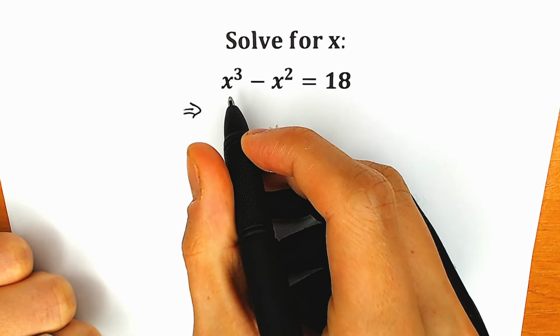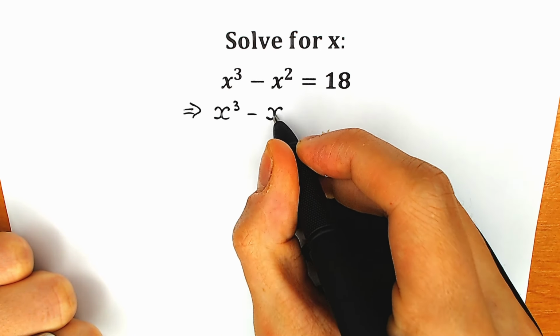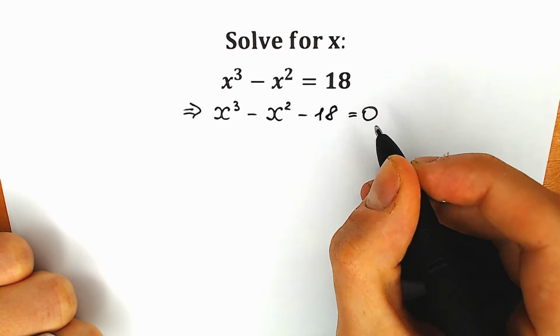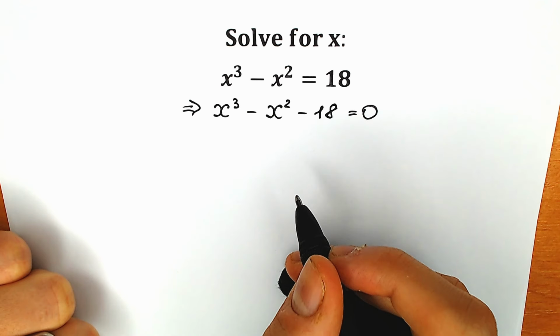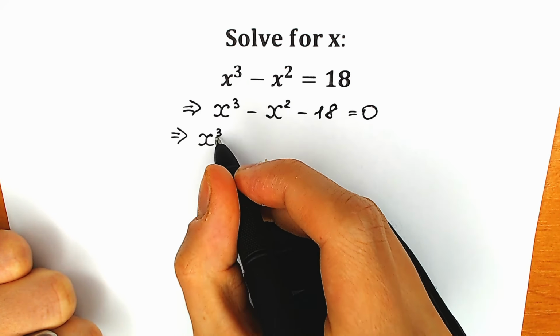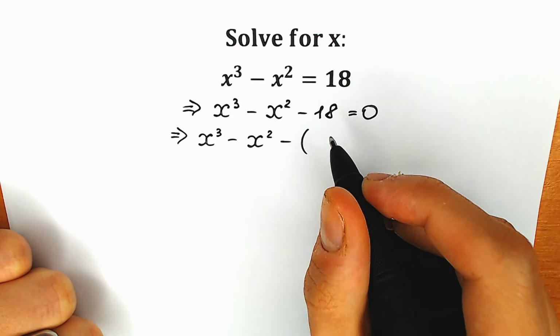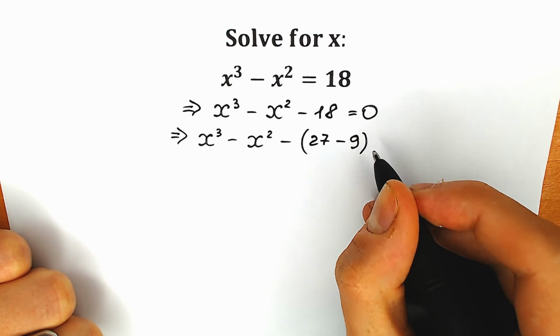of course. So we have x cubed minus x squared minus 18 equal to 0. Right now, instead of this 18, let's write the difference, 27 minus 9. Okay, let's do it. So we have x cubed minus x squared minus, instead of this 18, let's write 27 minus 9 equal to 0.